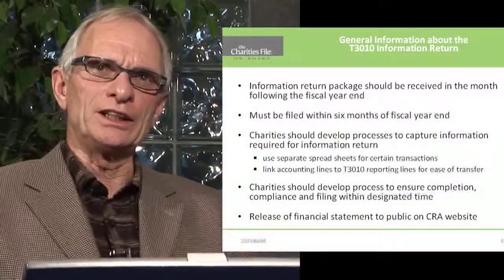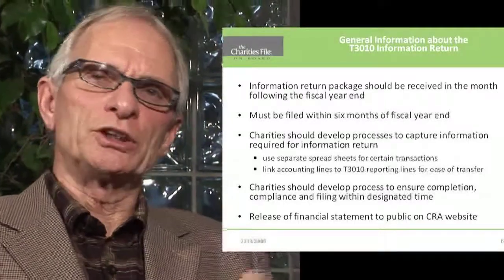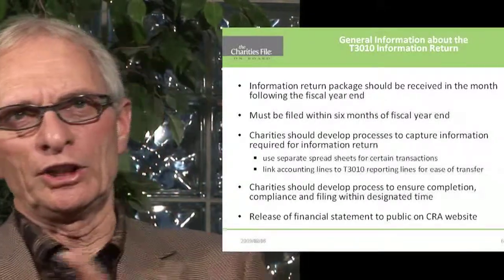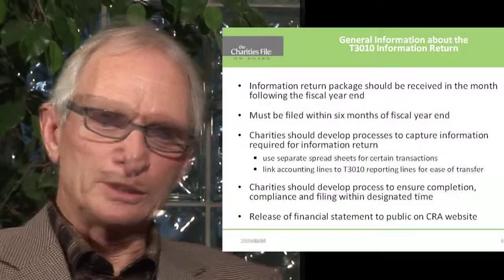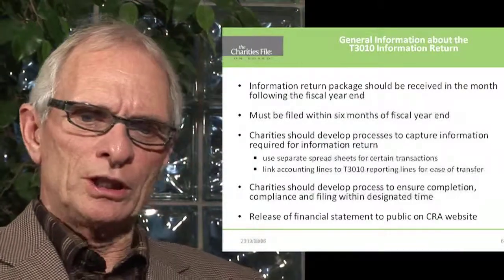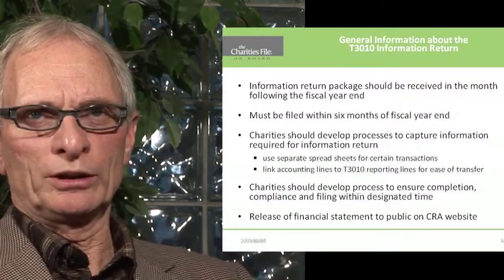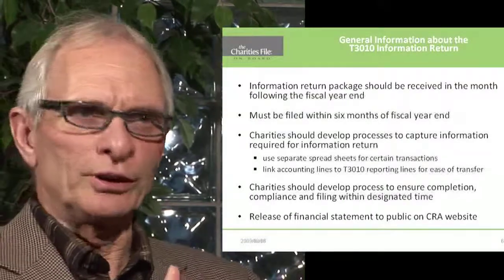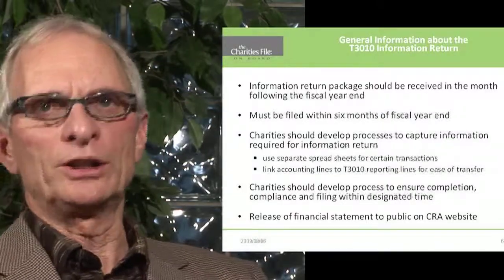Charities really need to develop processes to ensure they can capture the information they need and be able to move this over into the information return in a timely way. As we mentioned, things like having separate spreadsheets for certain lines or linking accounting lines to the information return reporting lines are really part of this preparatory component. And they really need to make sure they've got processes to ensure completion of this and filing within the designated time. This would also include things like making sure the board is aware of this and has time to look over any financial elements and make appropriate decisions so that approval can occur within the time frame required to submit it back.